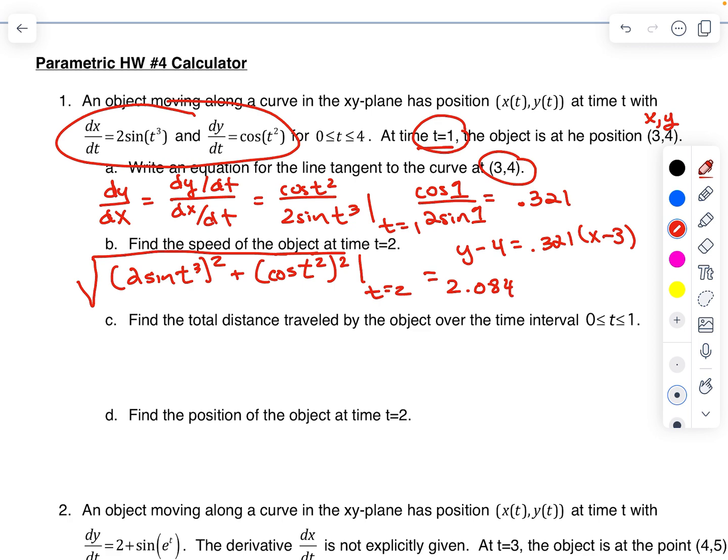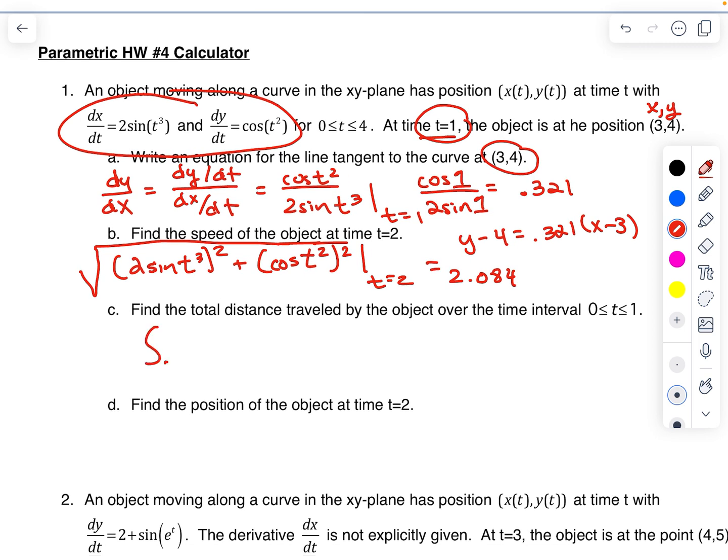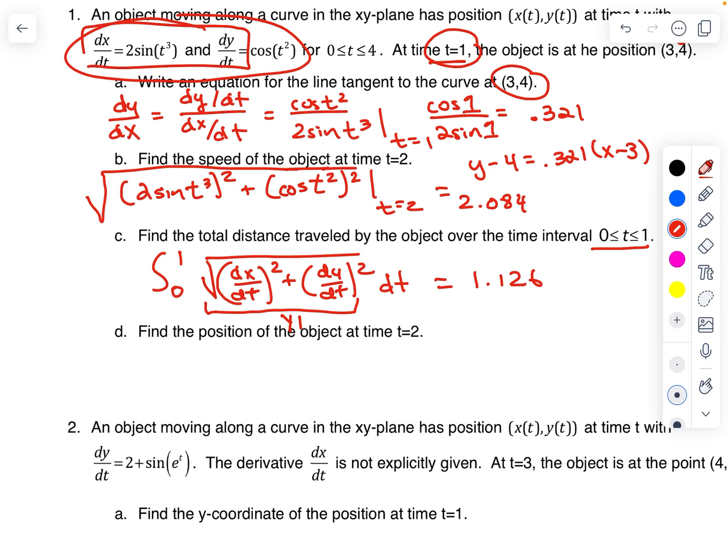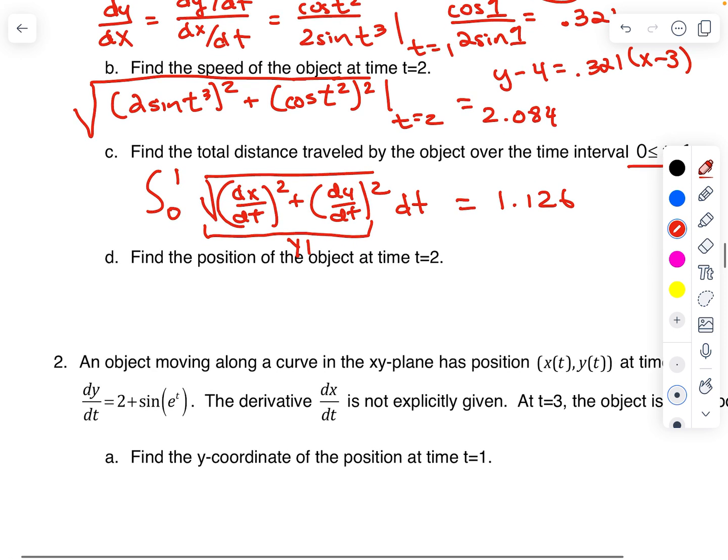Okay, total distance traveled is the integral, and I want to know what happens from 0 to 1 of the square root of dx/dt squared plus dy/dt squared. And I can leave it like this because notice in the original problem they told me what dx/dt and dy/dt is, right? So I would type all of this into y1 in your calculator, and you want to just be in function mode because you only have one variable, and then integrate on your calculator, and you're getting 1.126.